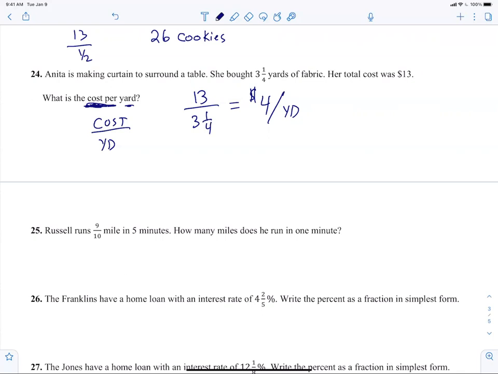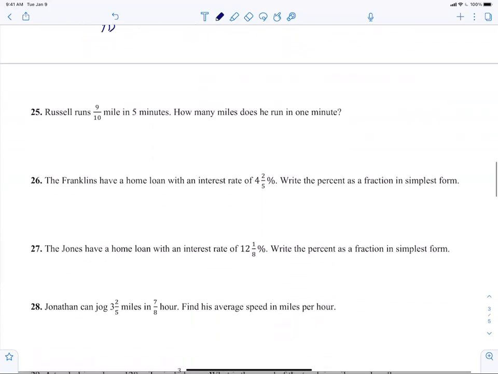I never understood why kids had trouble with that, because you're just what? Reading it. Just reading it. Cost per yard. Cost divided by yards. That's what that means. All right, now that you know that, Sophia, go.